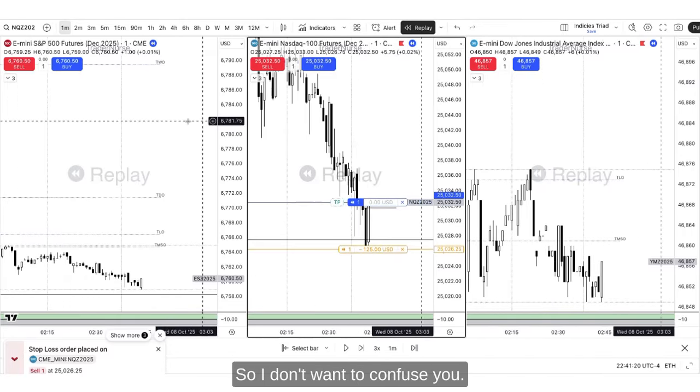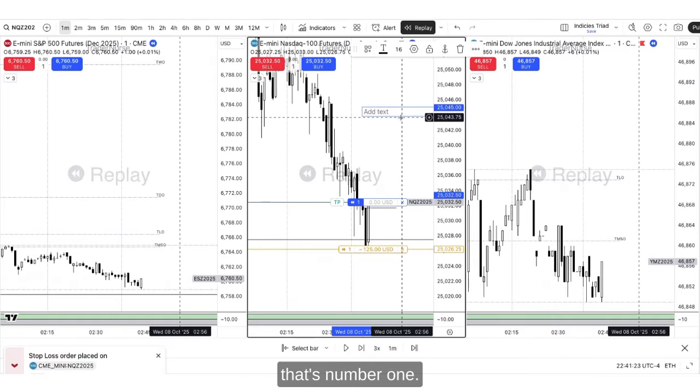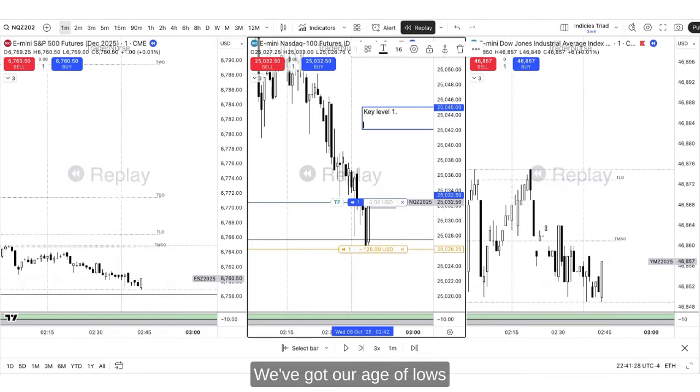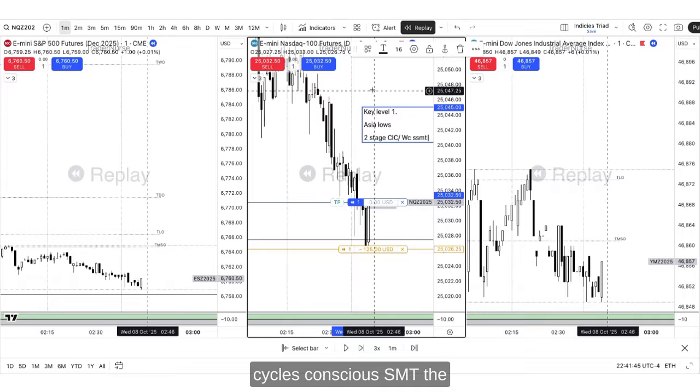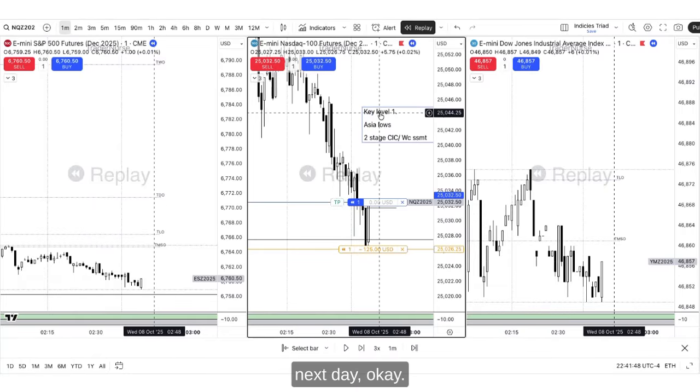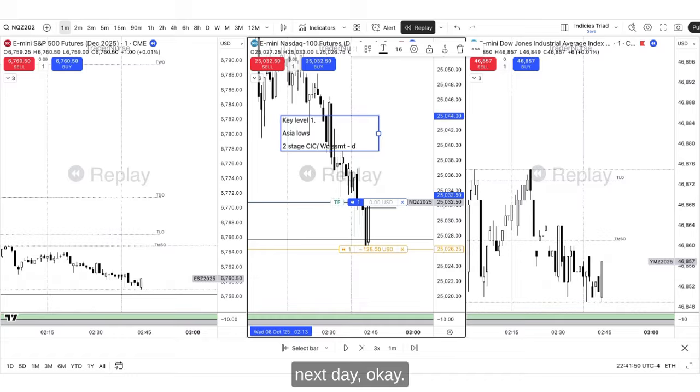Let's just go through what's happened, so I don't confuse you. We've taken out the key level, that's number one. What is that? Our Asia lows have been ran. Essentially we do have a 2-stage CIC, or even a 3-stage, because we've got a weekly cycle S&T with a daily cycle sequential S&T the next day, and a 15-min PSP.